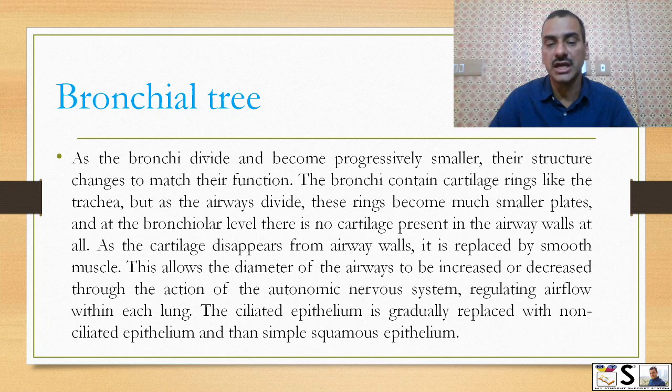This allows the diameter of airways to be increased or decreased through the action of the autonomic nervous system, regulating the airflow within each lung. The ciliated epithelium is gradually replaced by non-ciliated epithelium and then finally simple squamous epithelium.